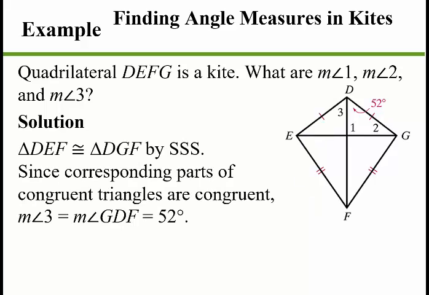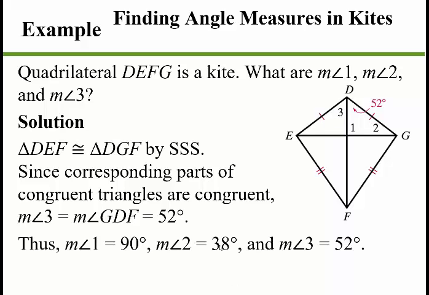And then finally, what we can see here is that we can say that triangle DEF is the same as triangle DGF. All right, by side, side, side, it has to be that way. Since corresponding parts of congruent triangles are congruent, and also this is a diagonal, this angle here has to be the same as this angle here, so the measure of angle 3 has to also be 52 degrees. So we were able to just use some properties of these kites to find all the different measures there.